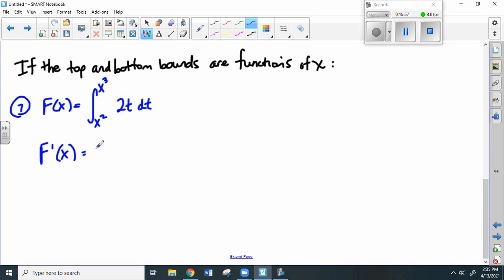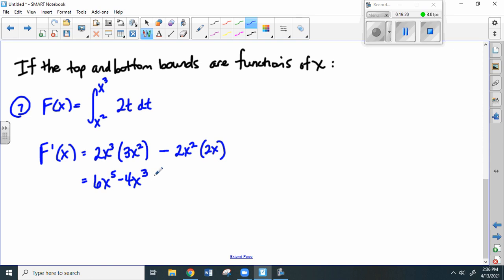Well, we're going to plug in the top bound in place of t. Because it's more than just x, we have to multiply by its derivative. That's like the chain rule. Then we're going to subtract, and we're going to plug in the bottom bound in place of t and multiply by its derivative like the chain rule. And then we can simplify. And we're done. Okay? All right. Let me give you another one.